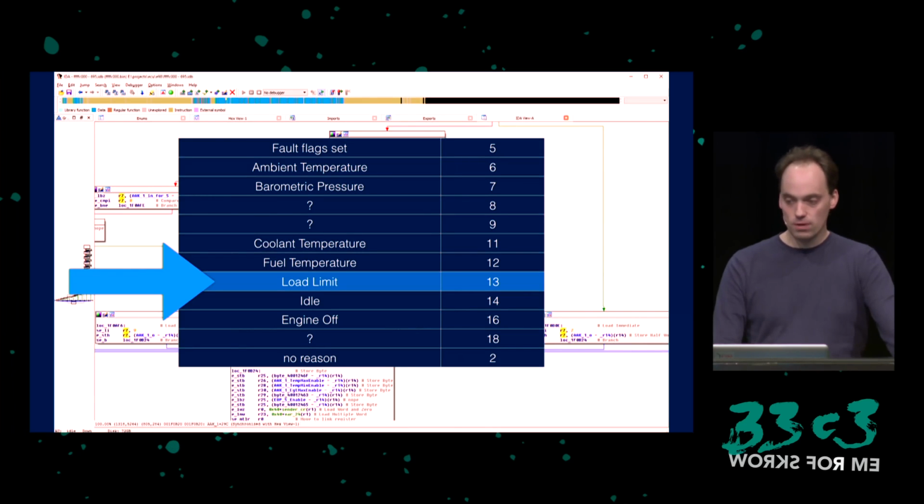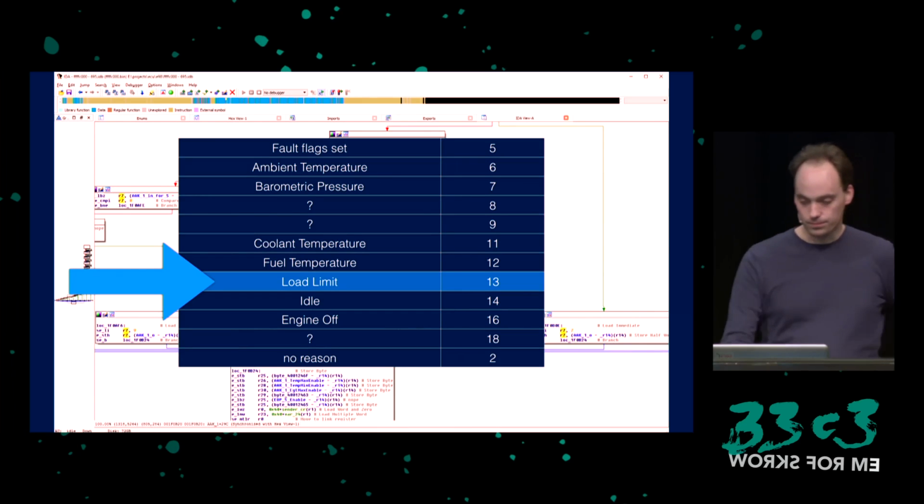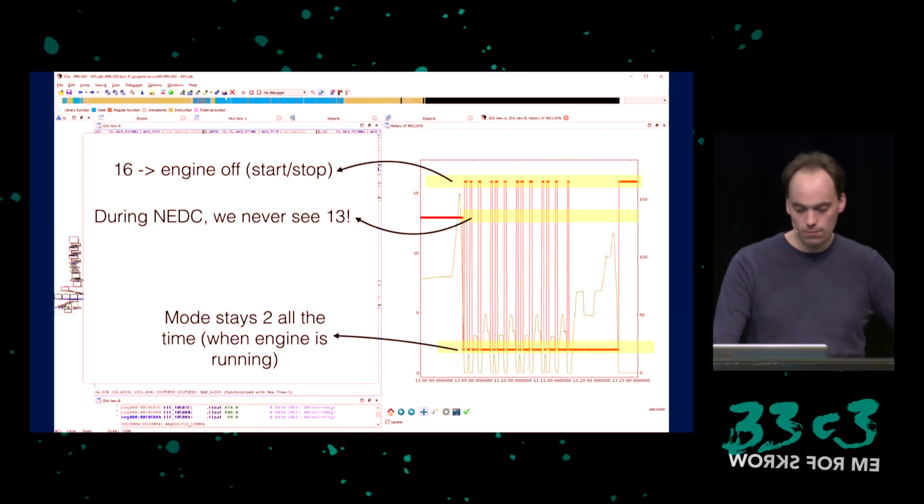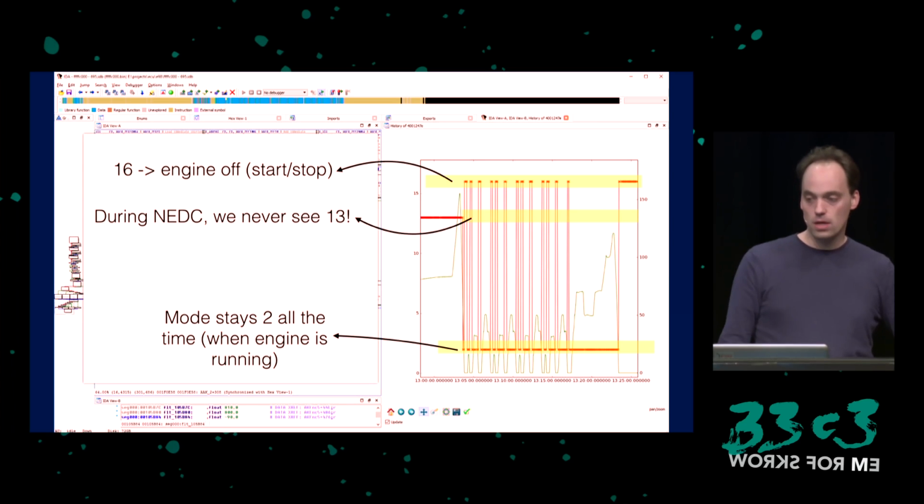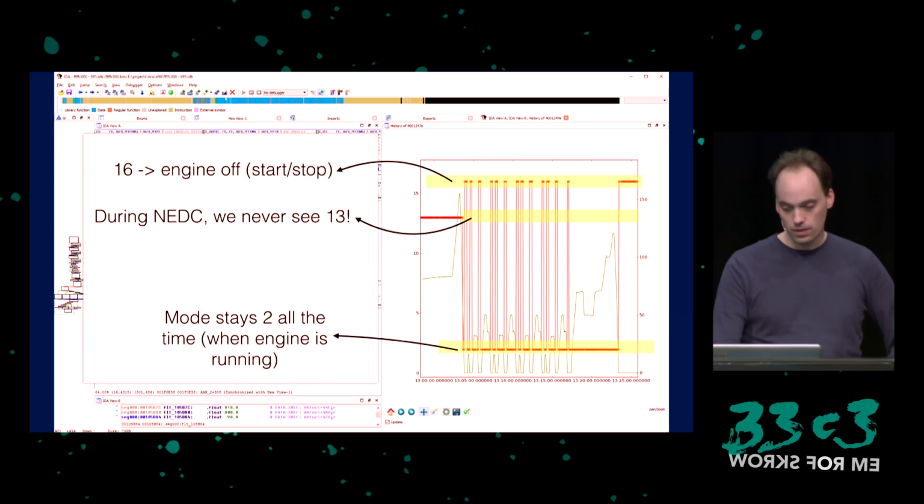And 13, if we look it up, is what I call load limit. And then interestingly, if we run it through the NEDC, we never saw 13. So the engine stays in mode 2 all the time, and 16 just means that the engine is off. But we never see 13. So this explains why the EGR values were so different in a test cycle.